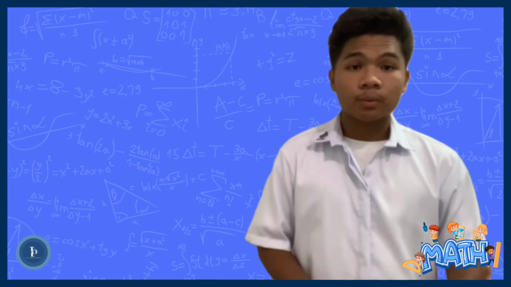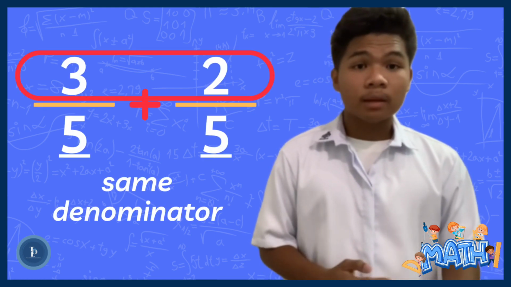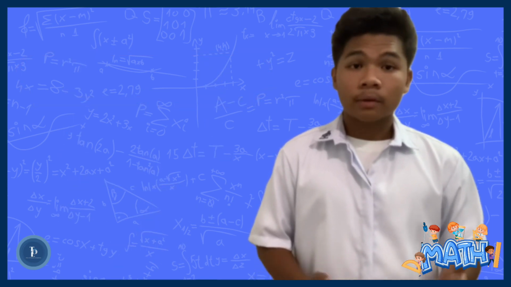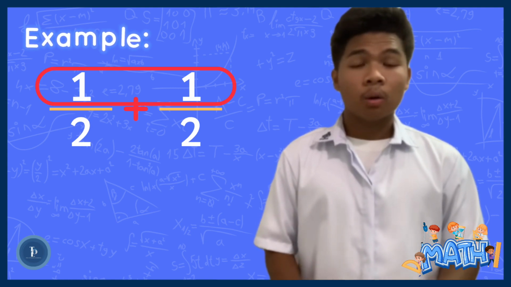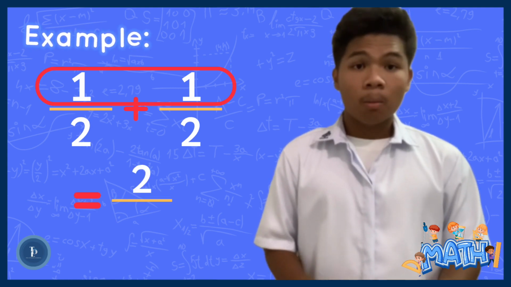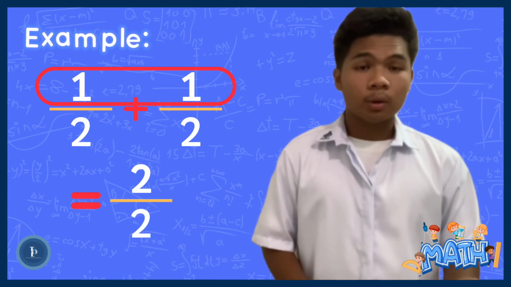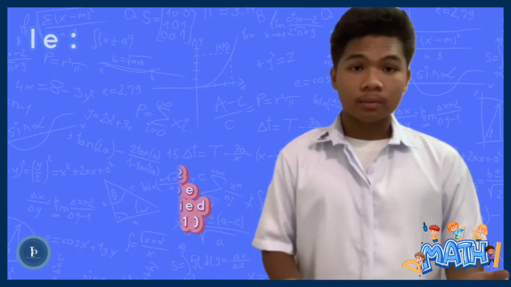The trick to adding or subtracting like fractions is if the fractions have the same denominator, we can just add them by adding the numerators together and keeping the same denominator. For example, to add 1 half and 1 half, we just add the numerators. 1 plus 1 gives us 2. But we don't add the denominator. We keep the same denominator, which is 2. So that gives us 2 over 2, which is a whole.